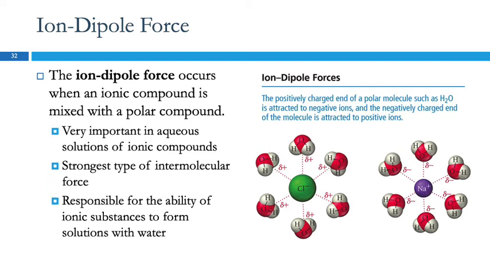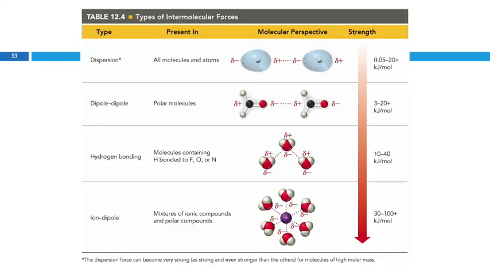This type of force is stronger than the other intermolecular forces. This is a table summarizing all of that: the names, what kind of molecules have them, a little diagram, and strength. You don't need to know these numbers, but you should know this order. Dispersion's weakest, then dipole-dipole, then hydrogen bonding, then ion-dipole.